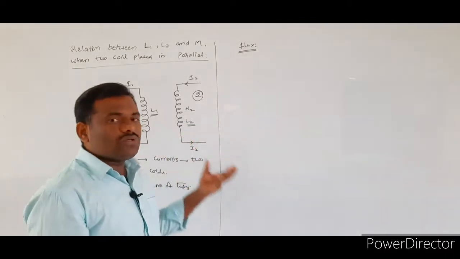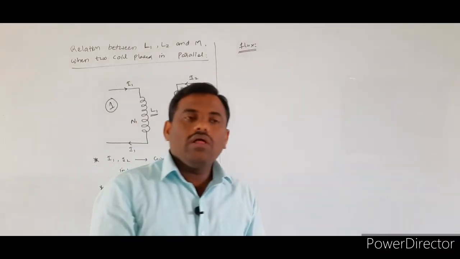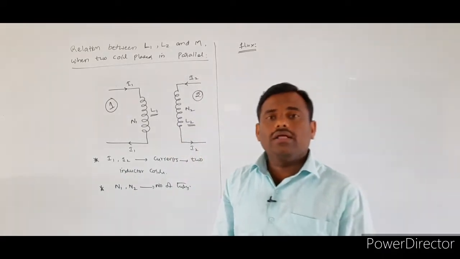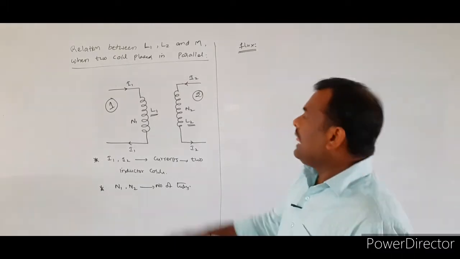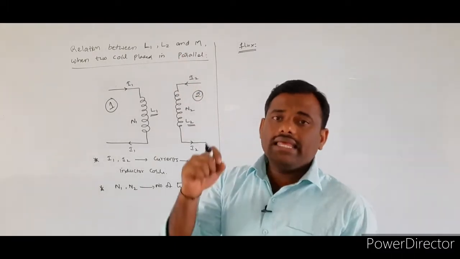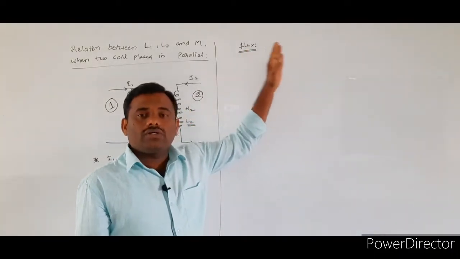So what amount of flux is linked with the first coil? I want to know, due to either the self-induction phenomena or the mutual induction phenomena, how much flux will be associated with each and every coil. That physical quantity value I want to discuss now.